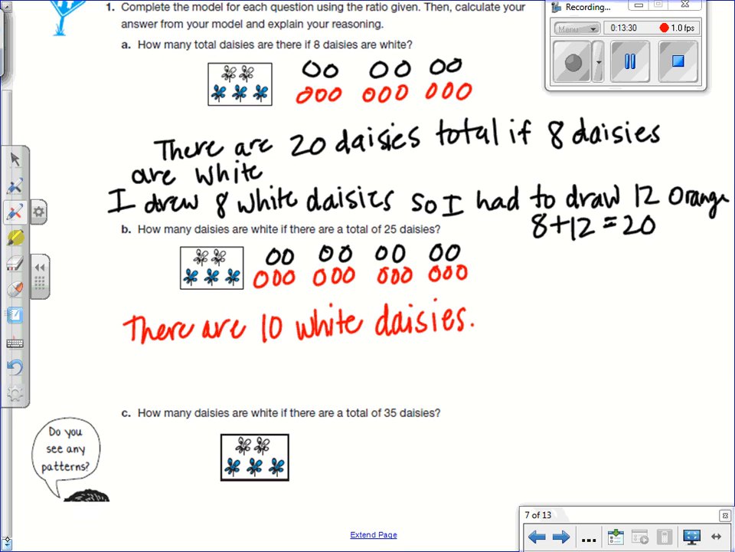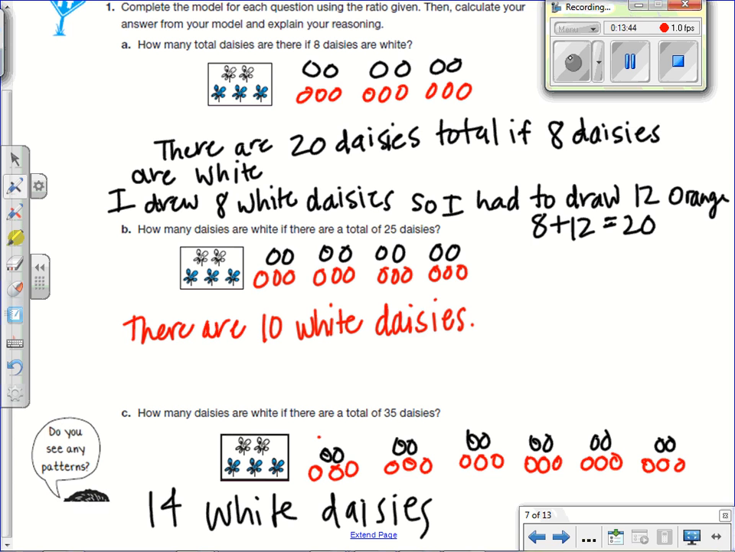The next one: how many daisies are white if there are a total of 35? Well, how many sets would you need? If each set of daisies comes in 5s, then how many sets of daisies would you need? I want you to go ahead and pause the video and work that problem out. Okay, hopefully you drew 7 sets of 5, which gives us 35.